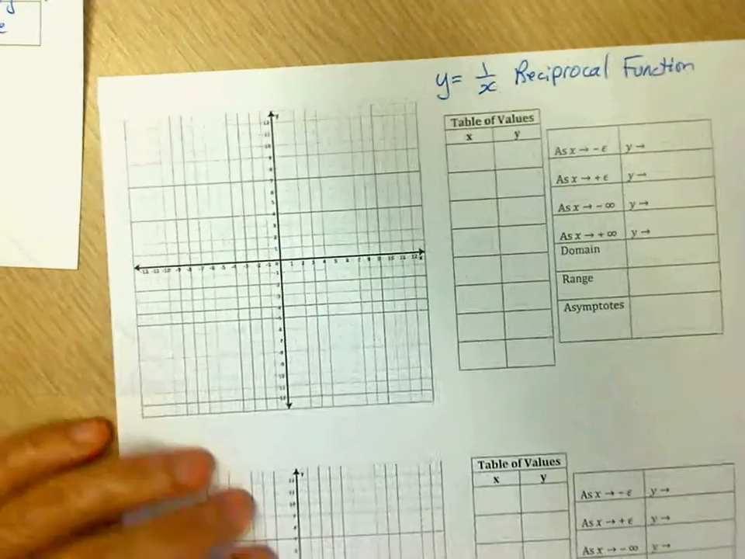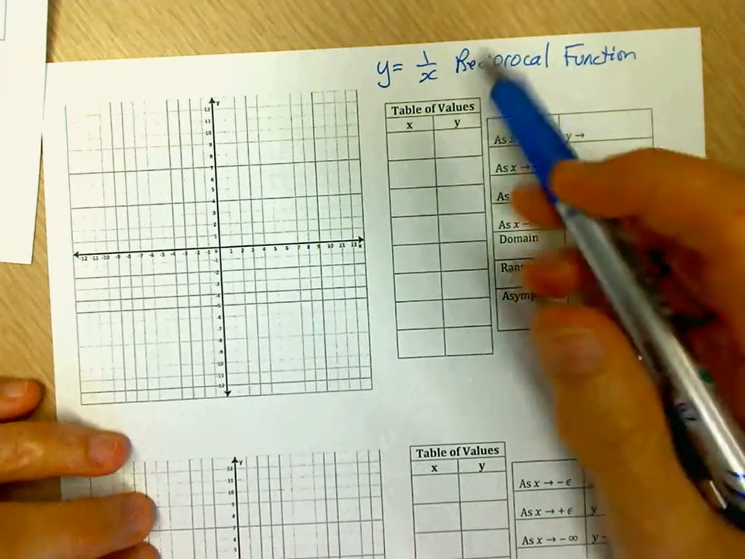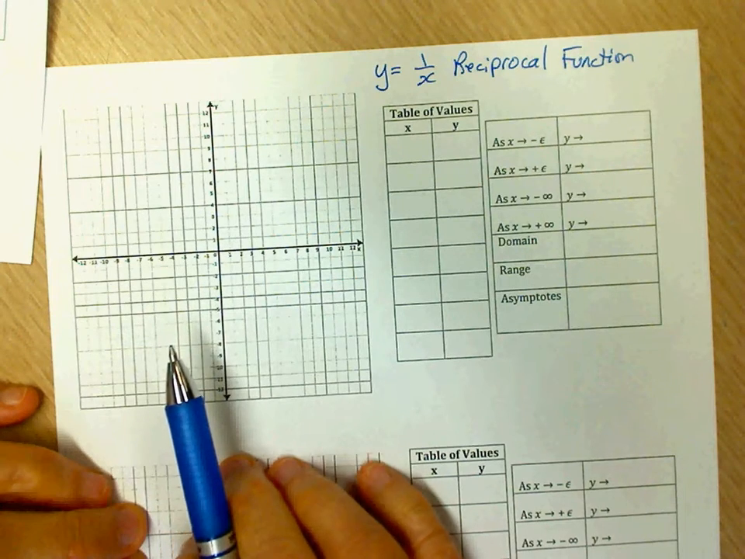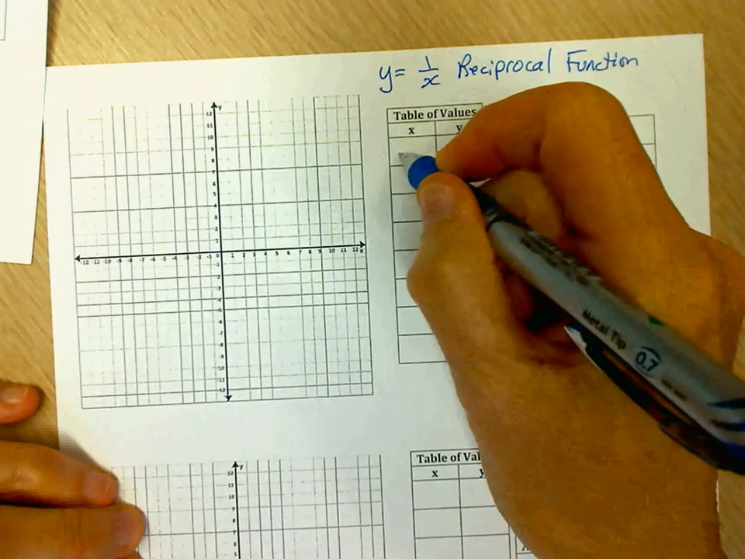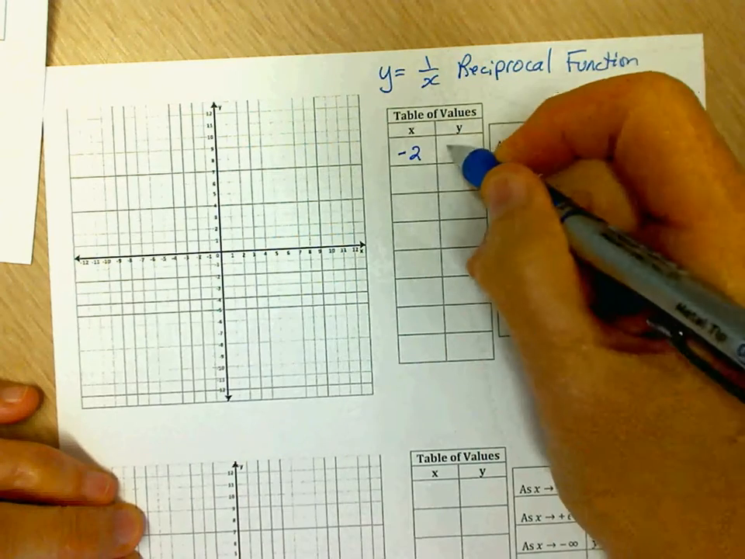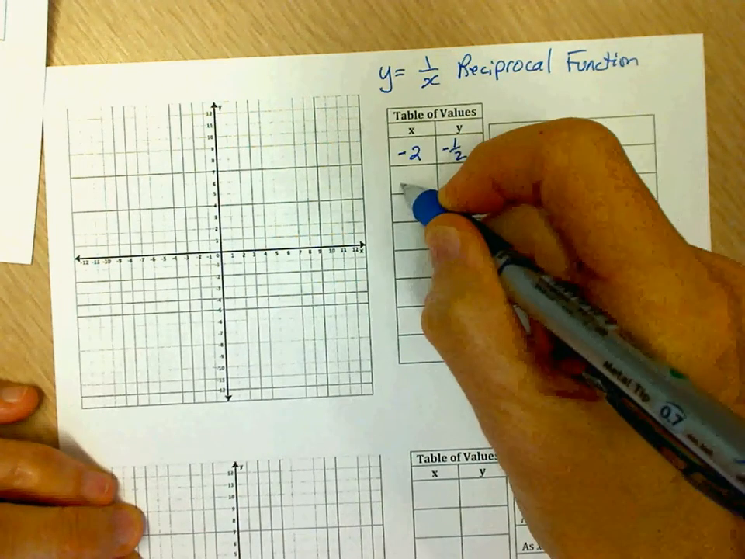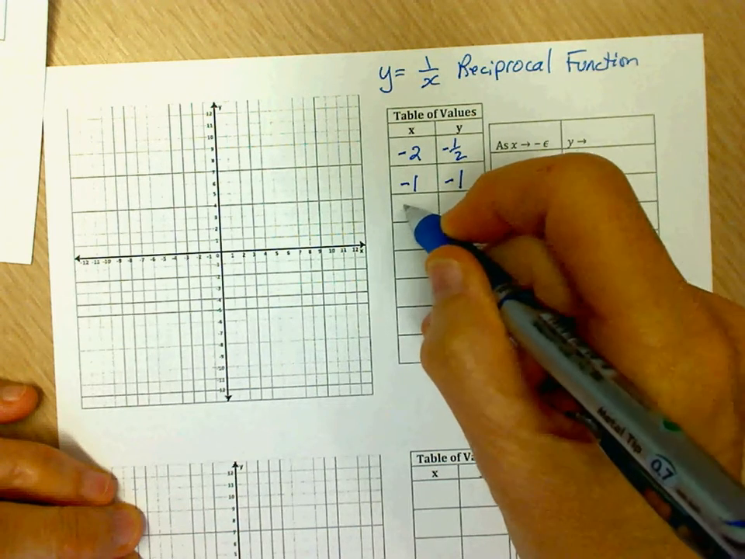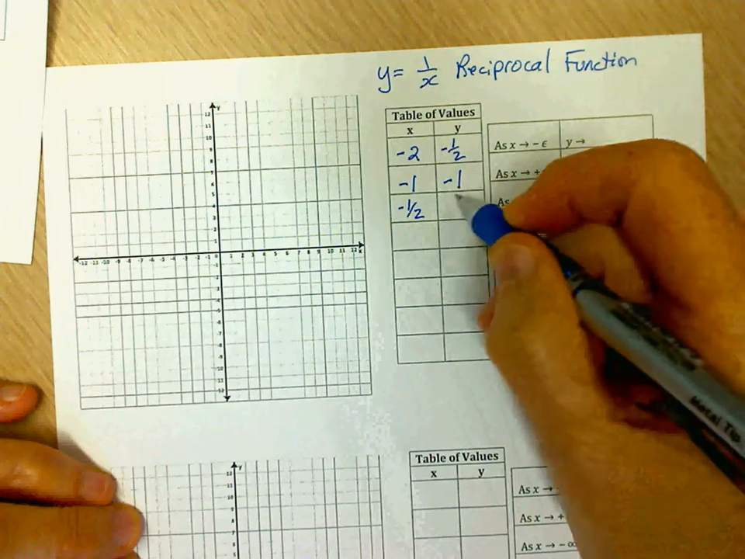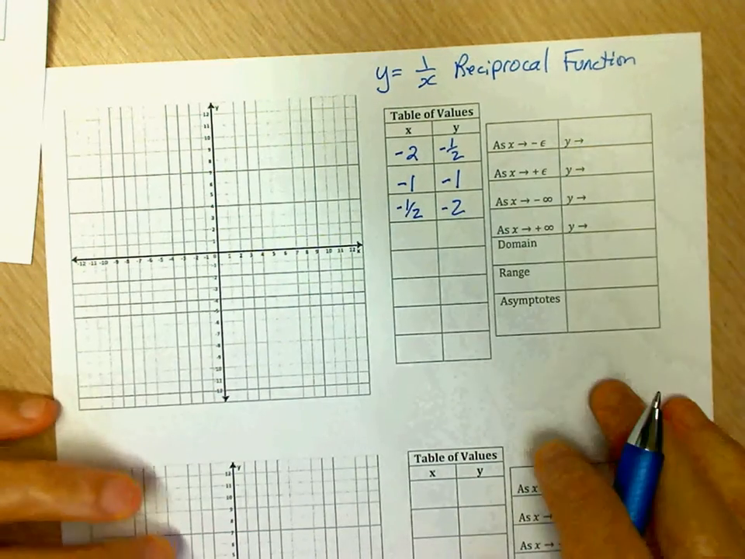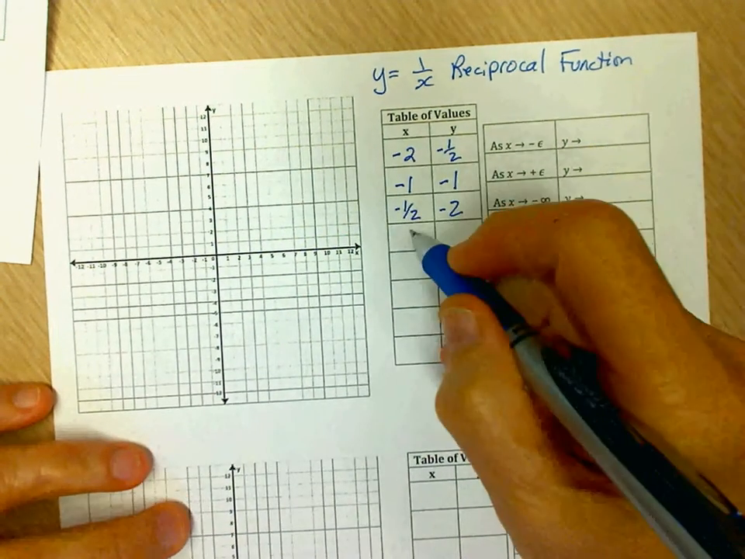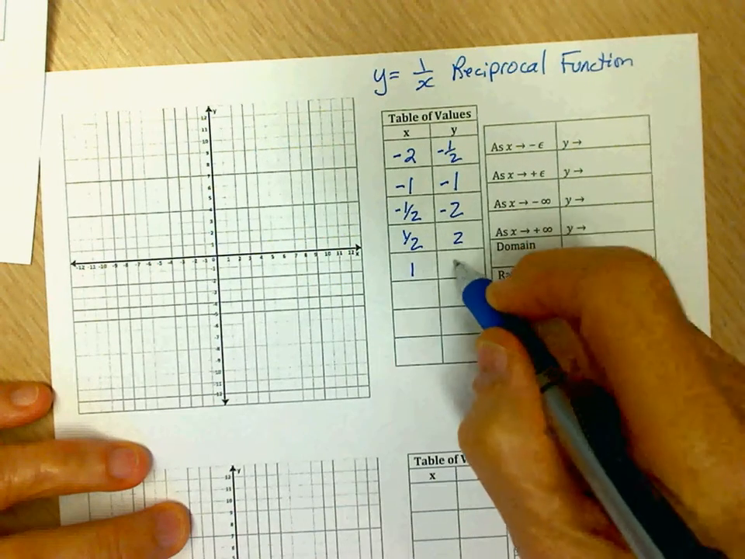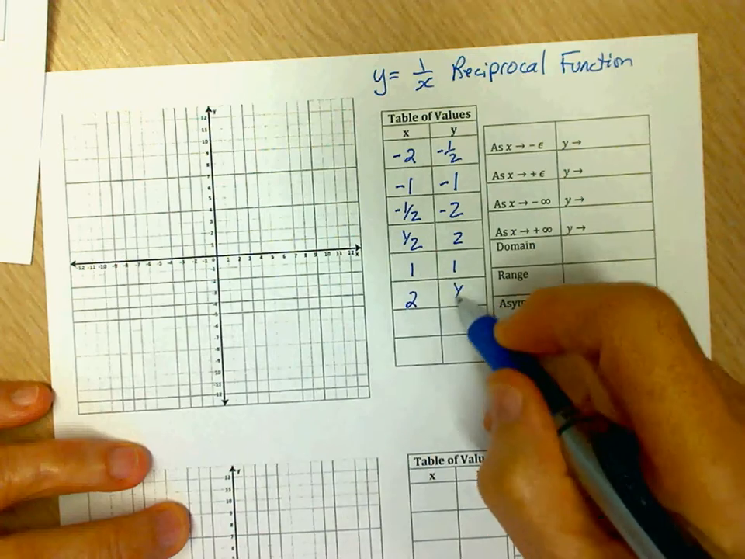What can you do? Okay, so as I was saying, let's take a look at the reciprocal function. I'm going to put in the key points. So I'll start with when x is -2, y is -1/2. When x is -1, y is -1. When x is -1/2, y is now -2. So let's do some positive values. When x is 1/2, y is 2. When x is 1, y is 1. When x is 2, y is 1/2.